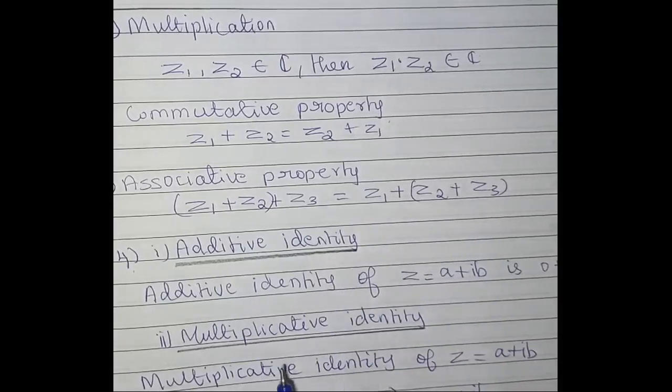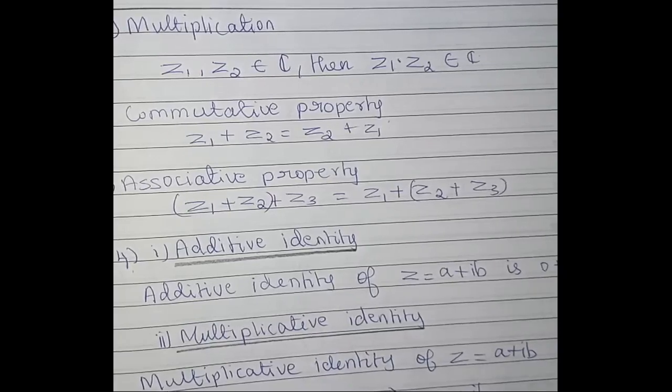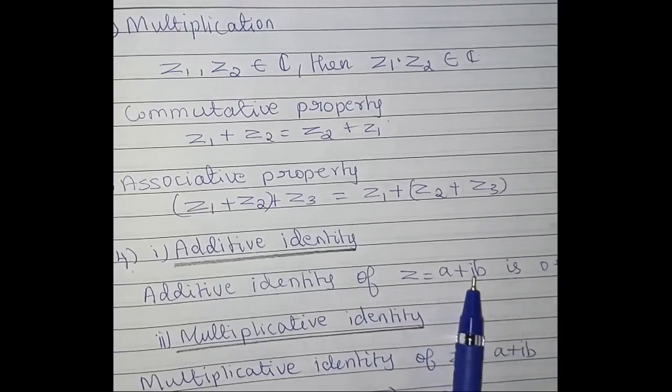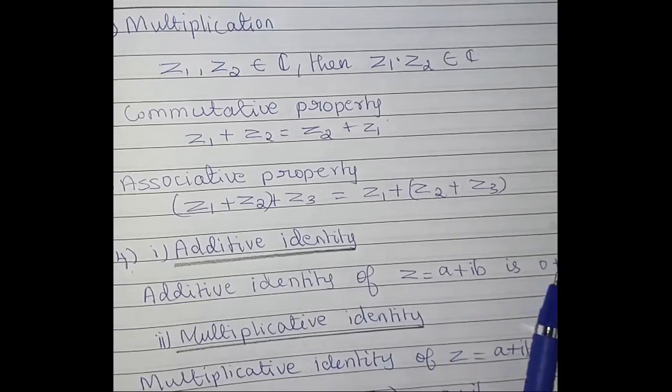Next, additive identity and multiplicative identity. So what do you mean by additive identity in general? For example, if I take any number, let it be 4. So what's the meaning of additive identity? What number should I add to 4 so that I'll get back 4 again? What is that number? 4 plus 0 is equal to 4. So in general, when we take the case of numbers, 0 is the additive identity for any number. Similarly, when we take the complex number, the additive identity should be in the complex number form. So it is written as 0 plus i0.